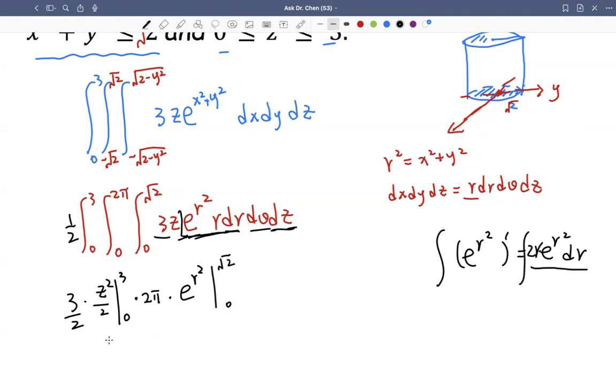All right, now let's do the calculation. This half cancels with this 2. Let's evaluate z first. Z squared, 3 squared is 9, and z equals 0 gives nothing, so we have 9 over 2. Times 3, we have 27 over 2, and pi. E to the r squared: r squared is square root of 2 squared, which is 2, so we have e to the 2, then minus e to the 0, and e to the 0 is 1. So that's it. That's the answer for this integration.